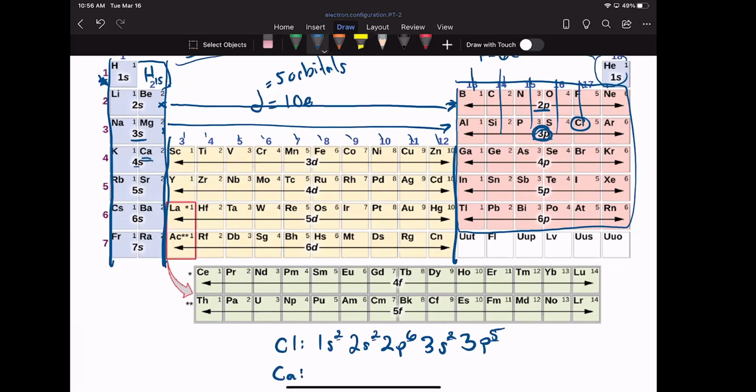Well, calcium can be done the same way, and I'm going to begin again with the first energy level, 1. 1s2. I'm going to go down here, 2s2. I'm going to go across, 2p6. I'm going to go down, 3s2. I'm going to go across. Before I can get to 4s, I have to fill this up. 3p6, 4s, and this would be 4s1. This would be 4s2.